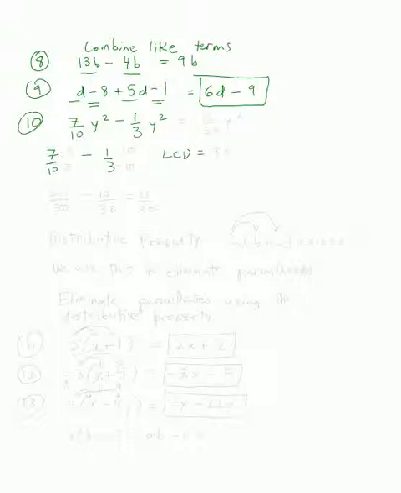So our LCD of 10 and 3 is 30. So that means we need to multiply 10 by 3 and do the same thing to the top. And here the LCD, since it's 30, we multiply by 10, do the same to the top. We end up with 21 over 30 minus 10 over 30 is 11 over 30. So that means I get 11/30 y squared. So again, all we did is we combined the coefficients and we kept the variable the same.